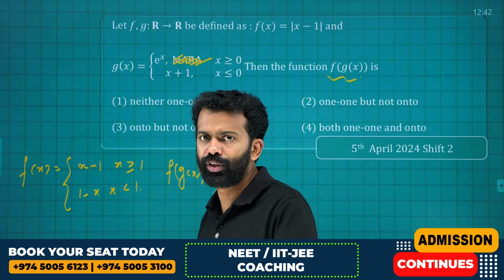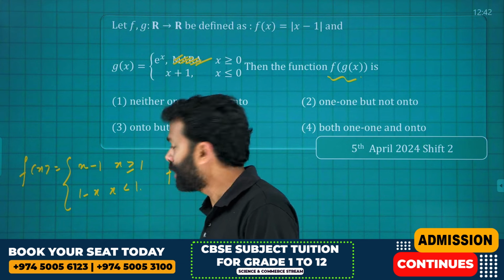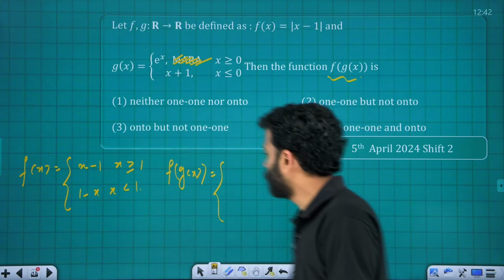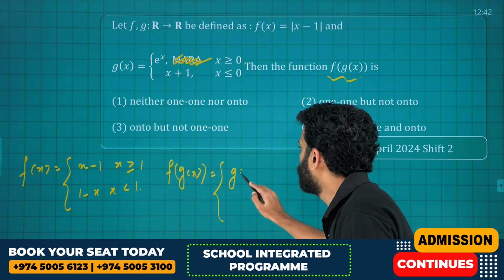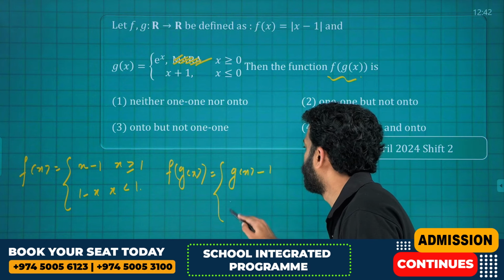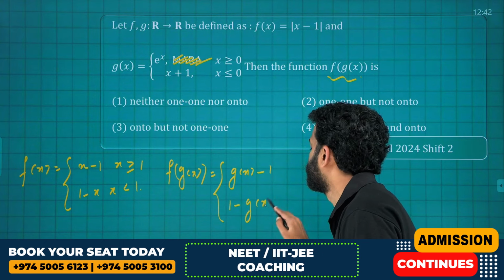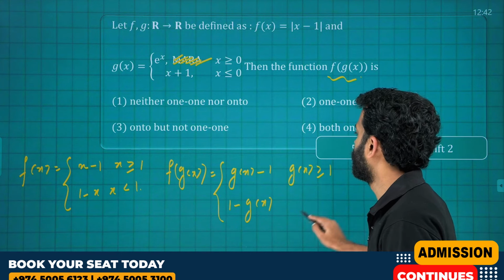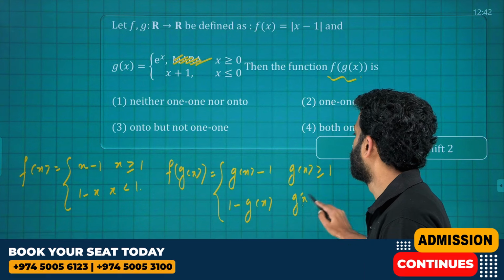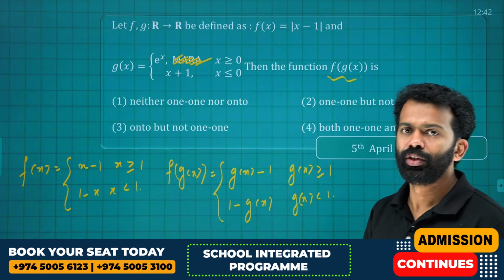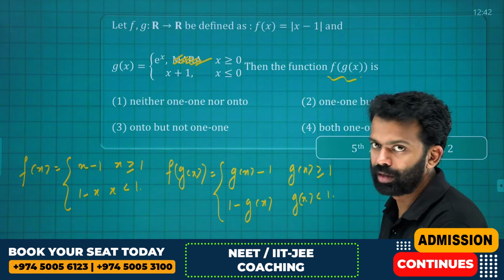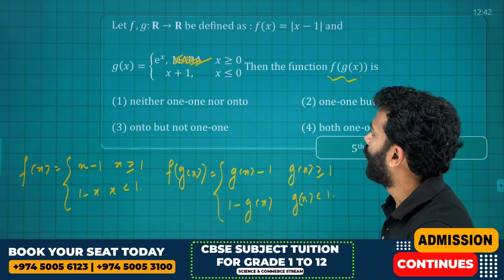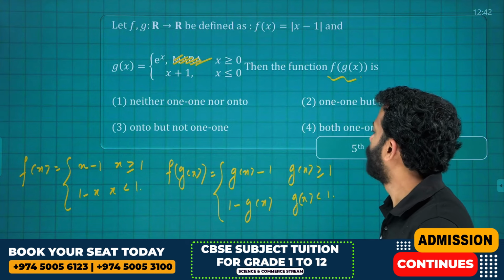So how will you find f of g of x? Put g of x everywhere, including here and here as well. So this becomes g of x minus 1, 1 minus g of x, where g of x is greater than or equal to 1 here and g of x is less than 1. So this is what it looks like after composition. I think it will be better if you draw the graph of g of x.